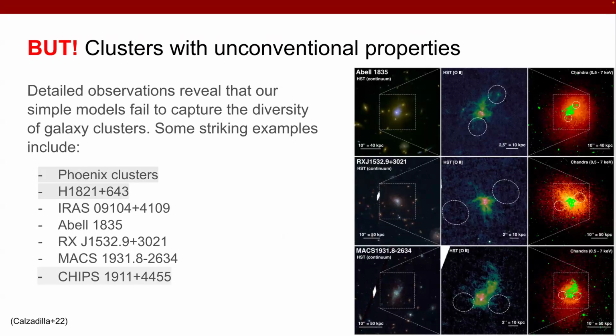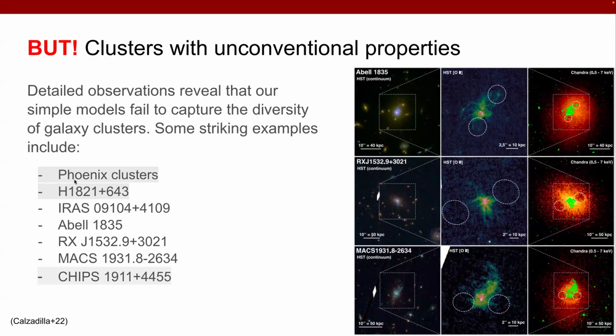So that was the beginning of why galaxy clusters are interesting and what we understand about them so far. But there's a "but" on the slide, because there had to be a but coming. And the but is that not all galaxy clusters look like that. In the past 10 to 15 years, we have started to find more and more galaxy clusters that don't have typical properties.